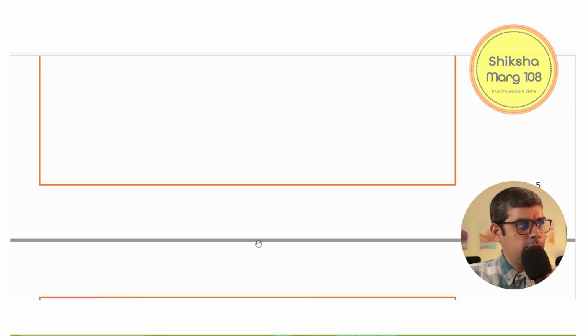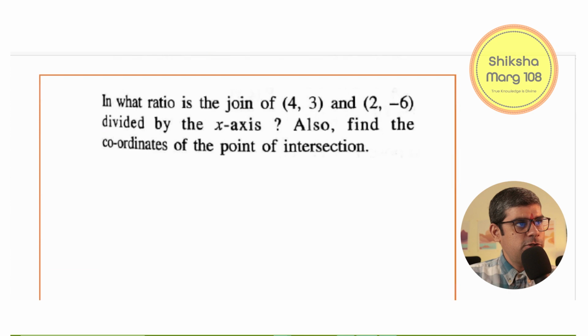Let's go to the next bit real quickly. In what ratio, so that's m is to n again, they're asking, the join A and B is divided by the x-axis. Also find the coordinates of the point of intersection. So that's basically, we'll find the point P, x, y, and since it's the x-axis, we already know that the y coordinate is going to be 0 for us.